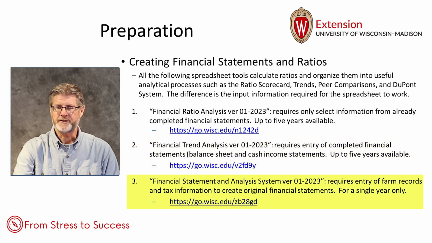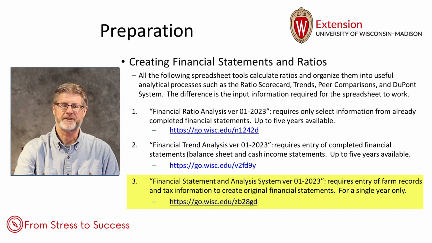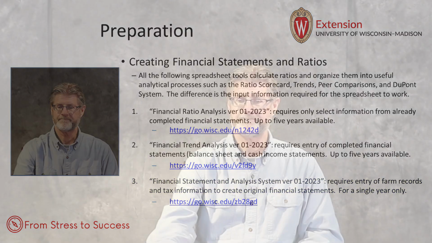The third spreadsheet tool is titled Financial Statement and Analysis System and can be found at the link shown. This spreadsheet tool allows users to create original financial statements for 1 year from scratch. The information is then used to calculate and organize the ratios. This is the most rigorous in terms of user entry because it is creating the original financial statements from scratch.